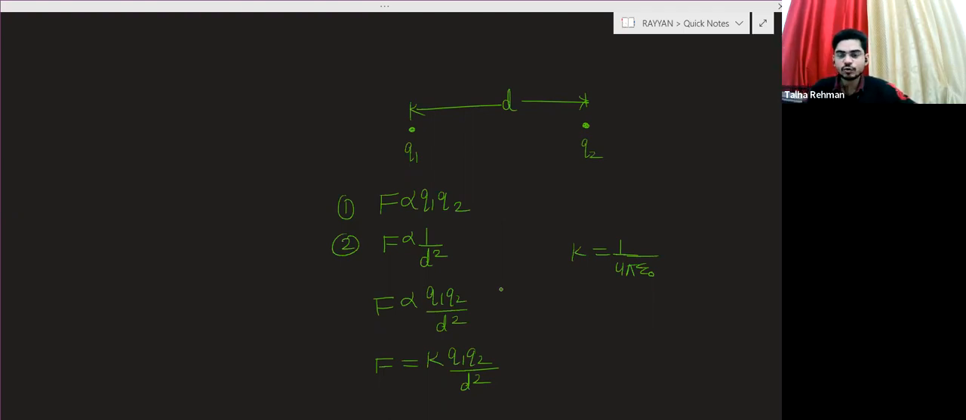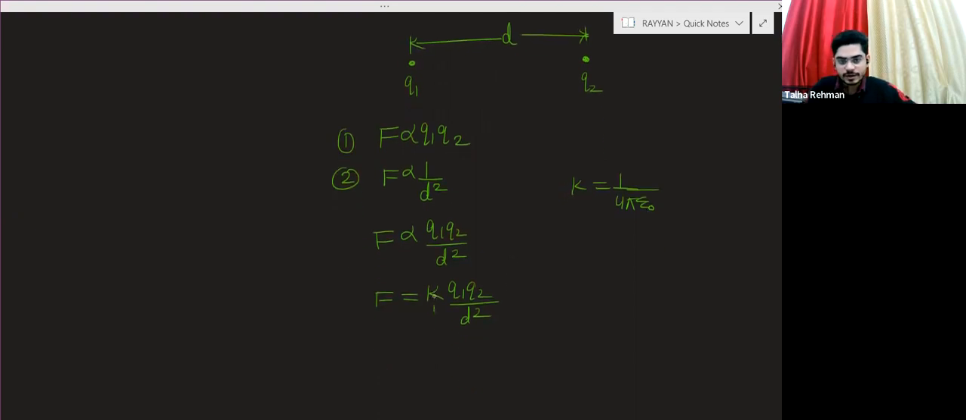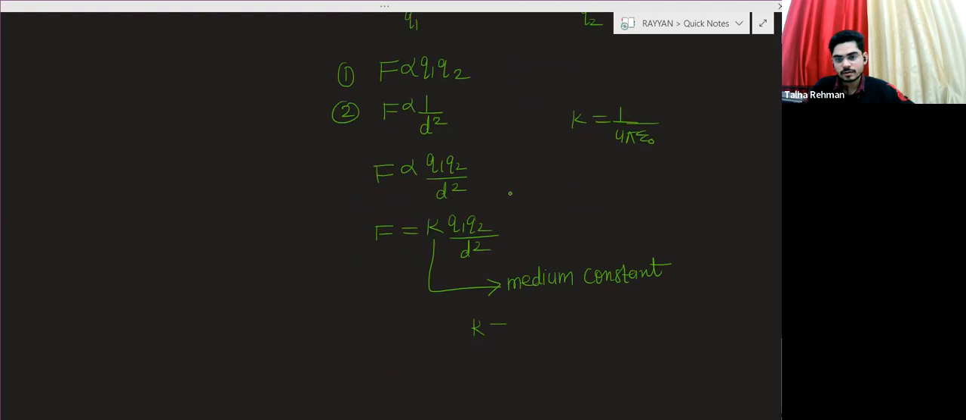So this constant is the medium constant, and this k is given by 1 upon 4 pi epsilon m. Remember, epsilon m is the absolute permittivity of the medium.